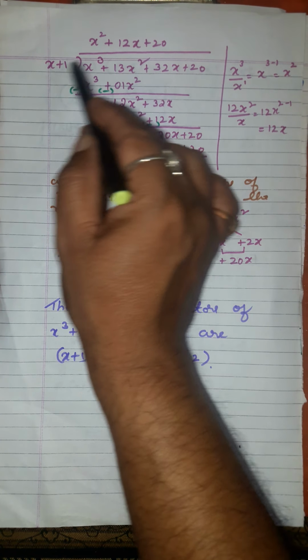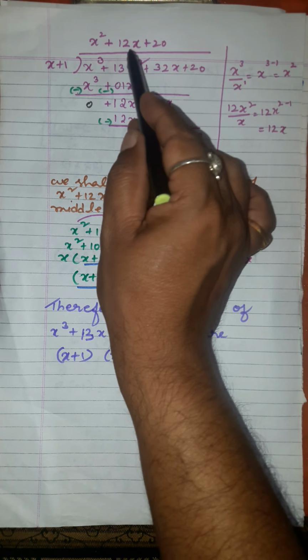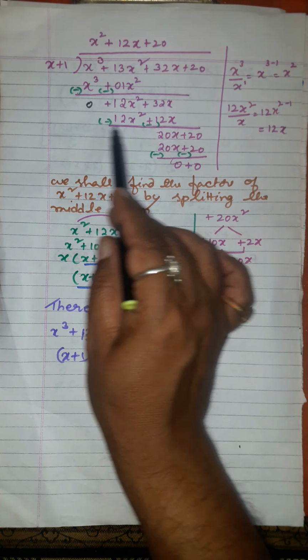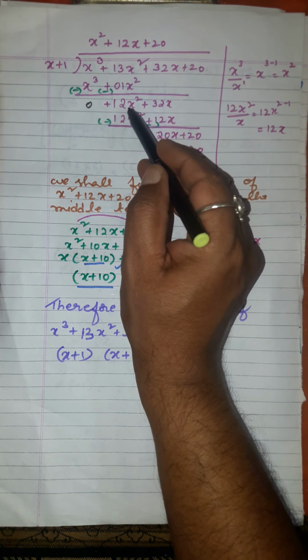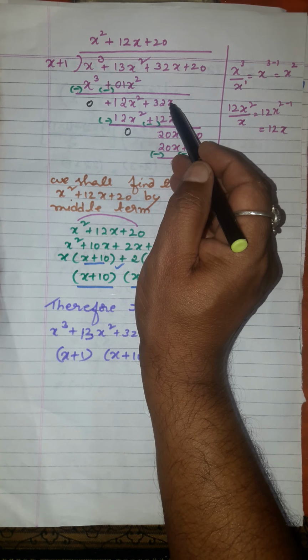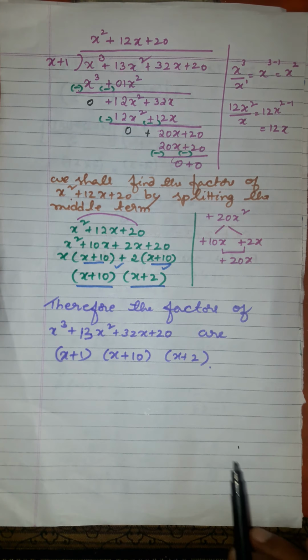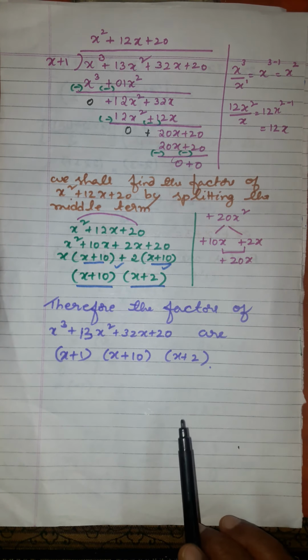Now multiply 12x by x, you will get 12x². Then 1 into 12x is 12x. Now change the sign. Now 12x² and 12x² get cancelled, it becomes 0. Then 32x minus 12x is 20x, plus 20.